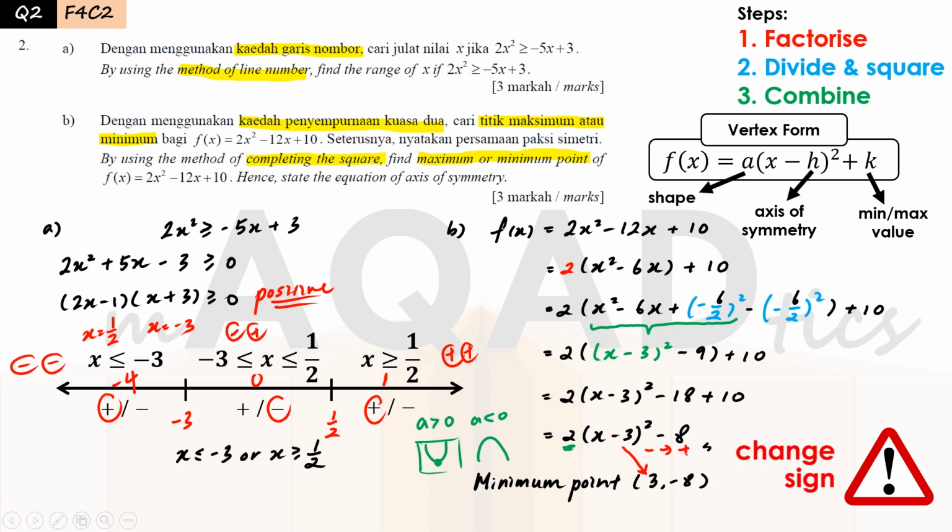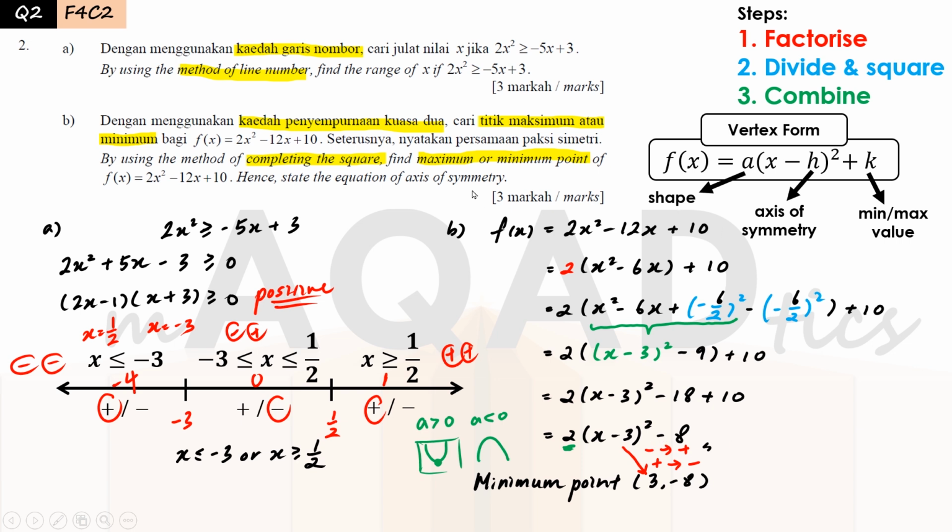Okay, so if it's positive, then this means that we need to change it to negative. So we need to change to the opposite sign. This is, I would say, a common mistake for students, which is they forgot to change the sign. Okay, so please make sure you do this here.